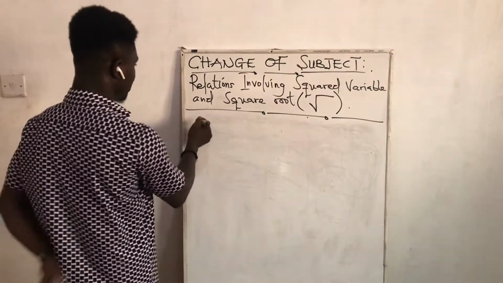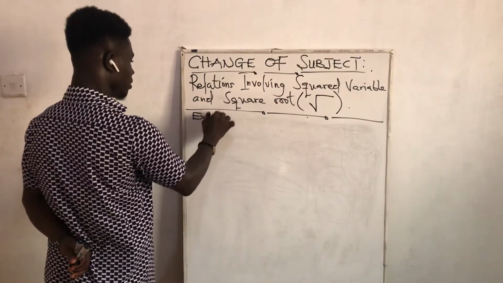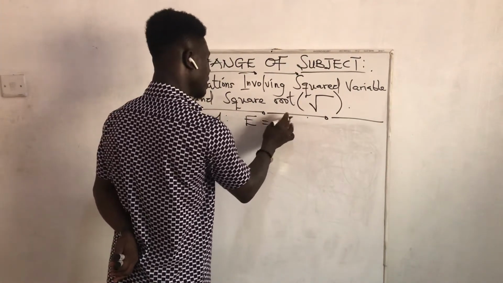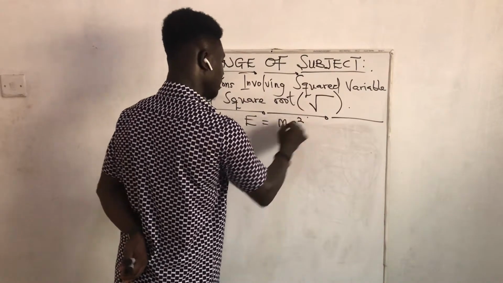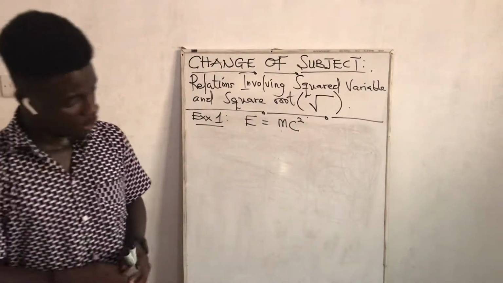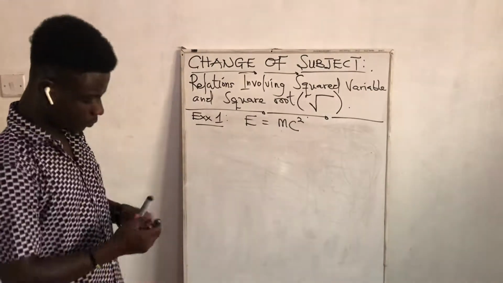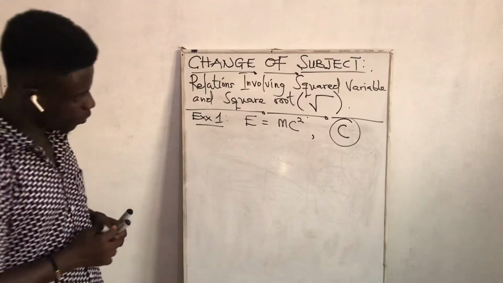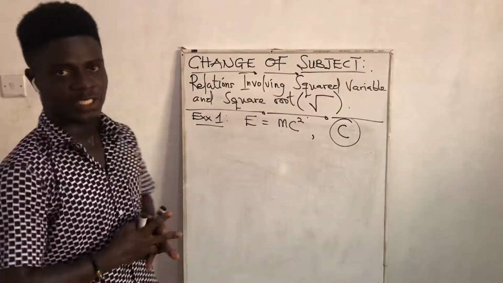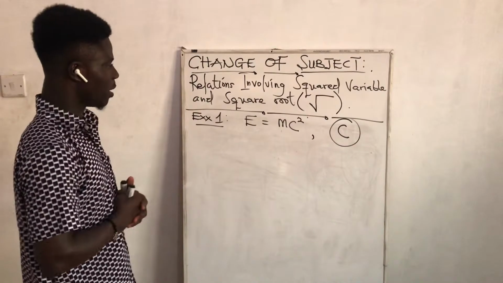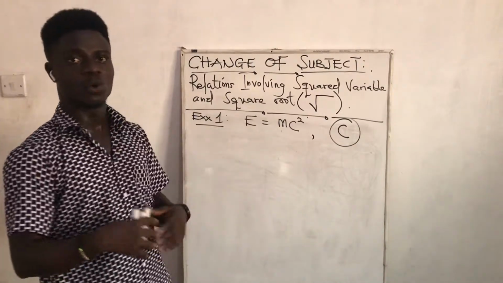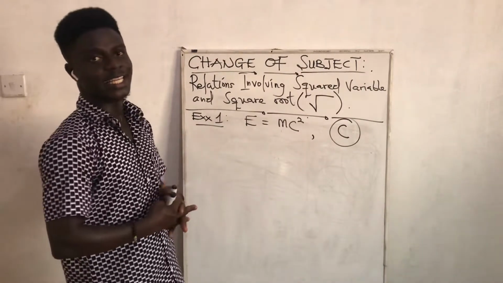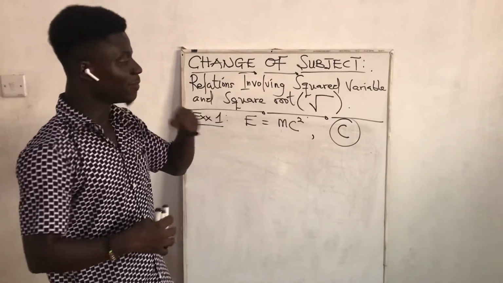So let's start with example 1. If I have E equals MC squared, we are to make C, the circled variable, the subject. So how do we go about this? E equals MC squared contains an equal sign, so it becomes an equation.